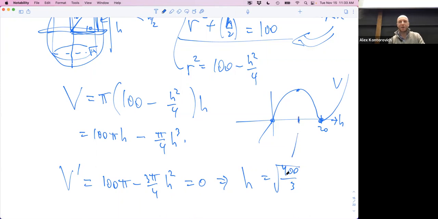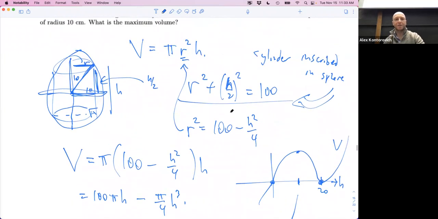That's this value. Square root of 400 is 20. So this is 1 over root 3 times 20. So you don't go all the way to 20. You don't go all the way to 0. You go to 1 over root 3. That's the fraction of 20. Okay, so that's the height. That's the optimal height. What does it ask for?